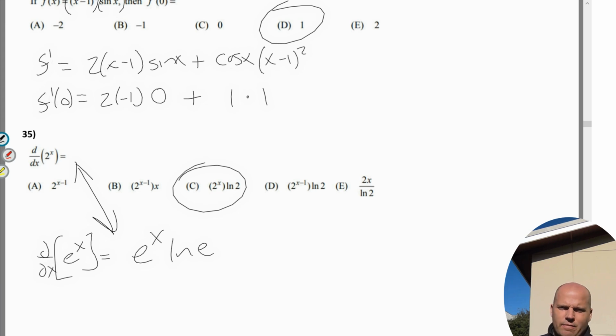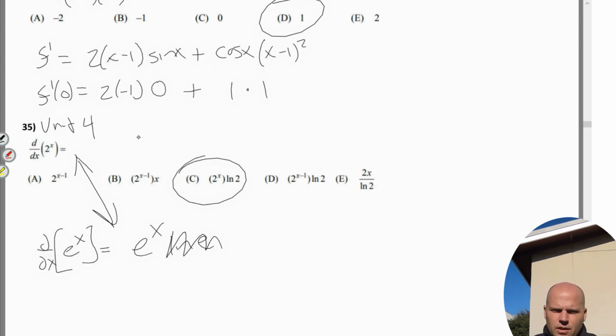Why is it this? How do I remember this? It's because e to the x could have a log e afterwards, but the log of e is just 1, which is why we don't use it. We just say it's e to the x. That's how I remember it. This is actually unit 4, but whatever.